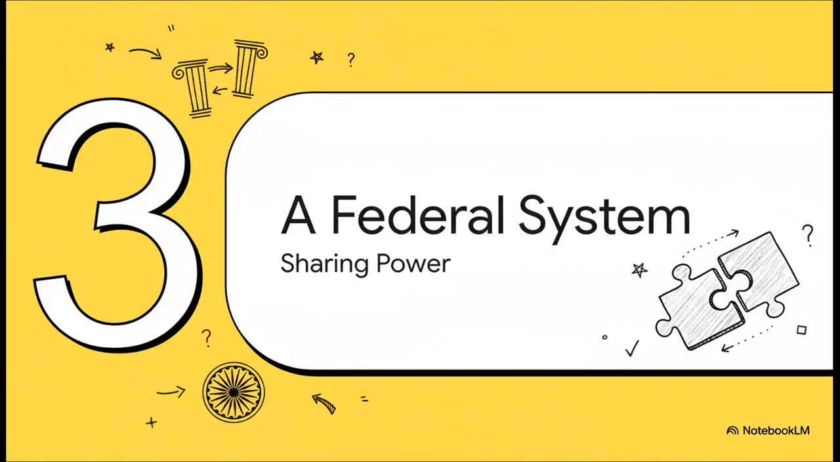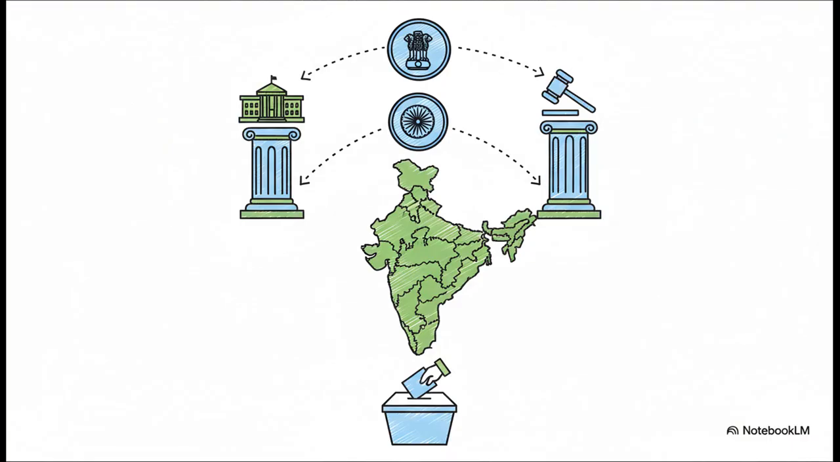But of course, India isn't just one central government. It's a huge union of states. So that begs the question, how is power actually shared between the central government in New Delhi and all the different state governments? And that's where this idea of federalism comes into play.